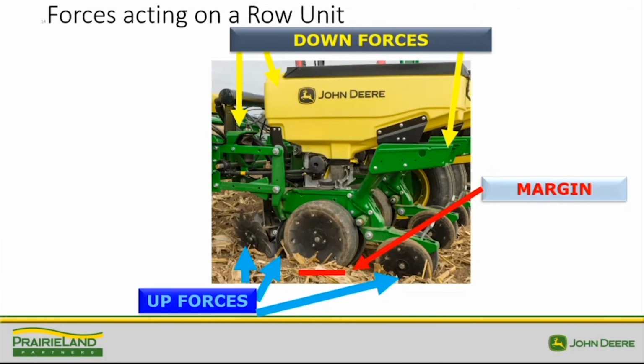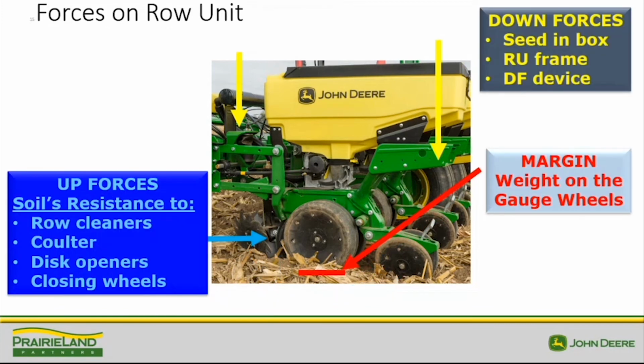So let's see how this all functions. We're going to talk about the forces acting on a row unit. We're going to break them into three simple characteristics: forces pushing downward, forces pushing upward, and the difference between those two is what we're going to call margin. So let's summarize these. Downforces are weight in the seed box. So that's a 3-bushel hopper shown in this video. That's going to be a lot of weight until the seed is nearly gone. The row unit frame is a constant 100 pounds, and the downforce device shown on this particular unit is a pneumatic downforce device. Those are the three things that are pushing downward for us.